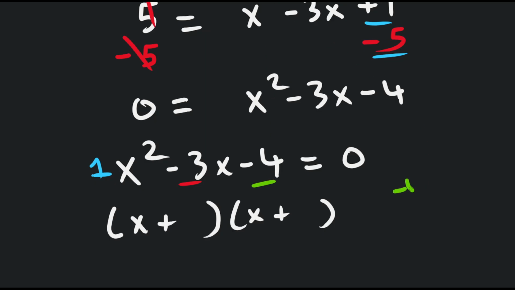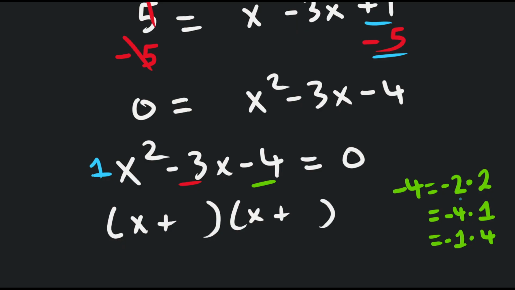Okay, so -4. What two numbers multiply to -4? There's -2 times +2. And there's also -4 times +1. And there's also -1 times +4.